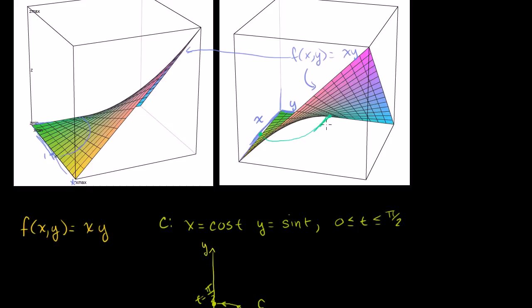And when t is equal to pi over 2, we're going to get there. And what we want to do is find the area of the curtain that's defined. So let's raise a curtain from this curve up to f of x y. If we keep raising walls from this up to f of x y, we're going to have a wall that looks something like that.